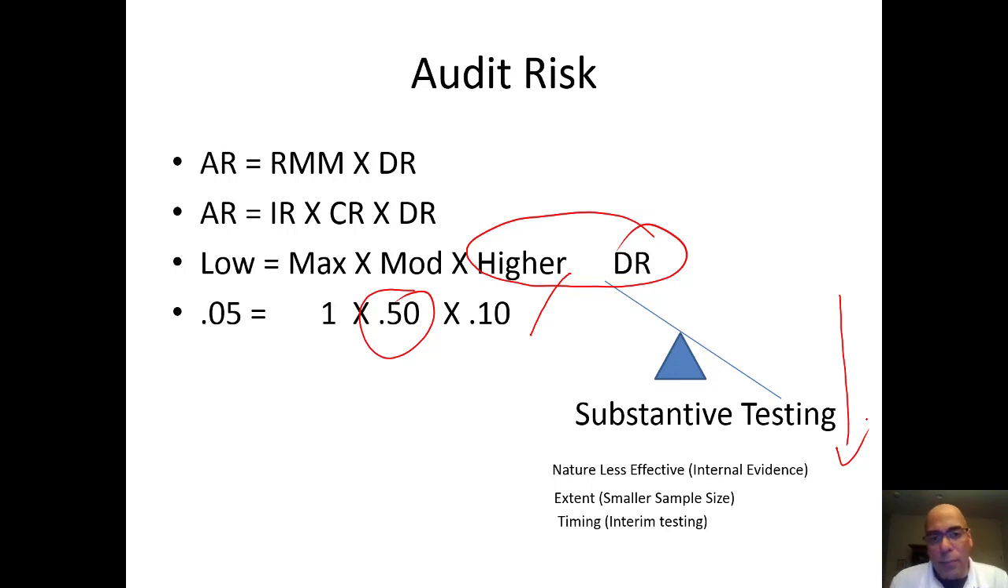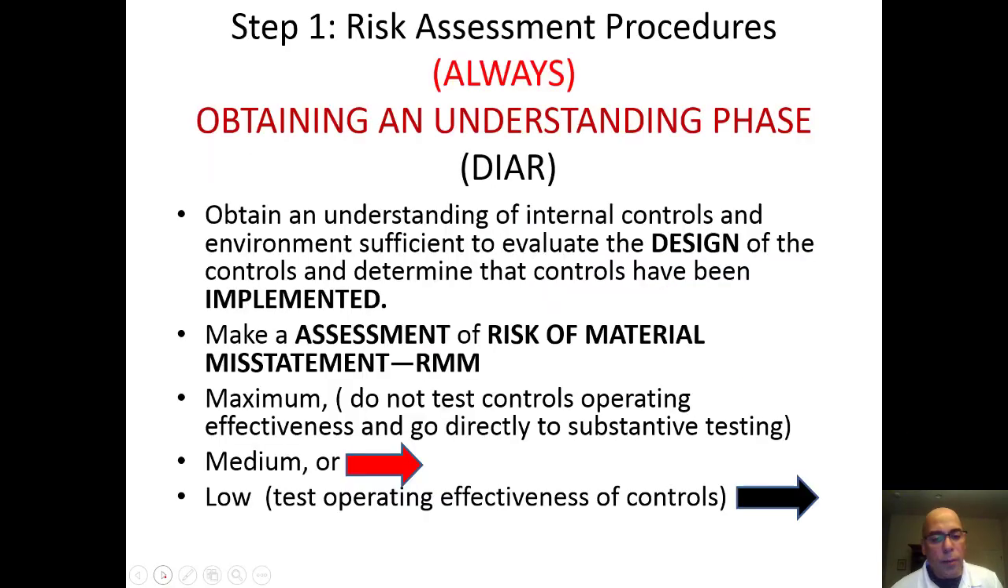Doing a less effective procedure, like using internal evidence instead of external evidence; extent, smaller sample sizes for our substantive testing; timing, doing a little more interim testing versus year-end testing, okay? So you come over, and remember we said that we always have to do the risk assessment procedures, and this is when we're obtaining an understanding of the entity, including the internal control, right?